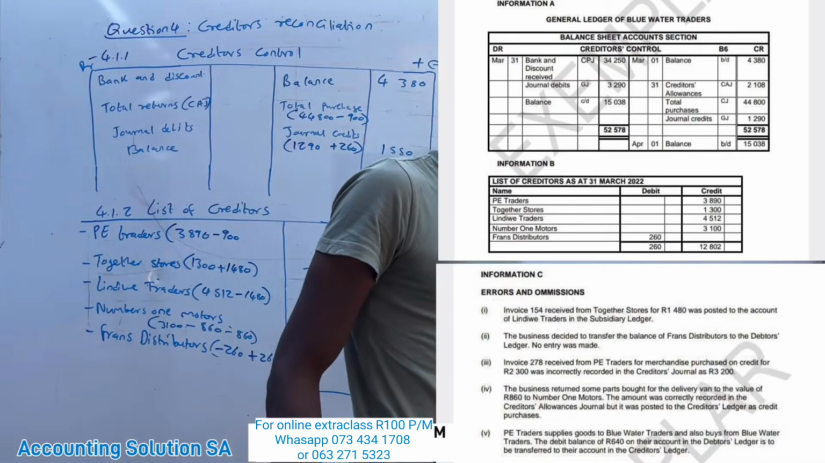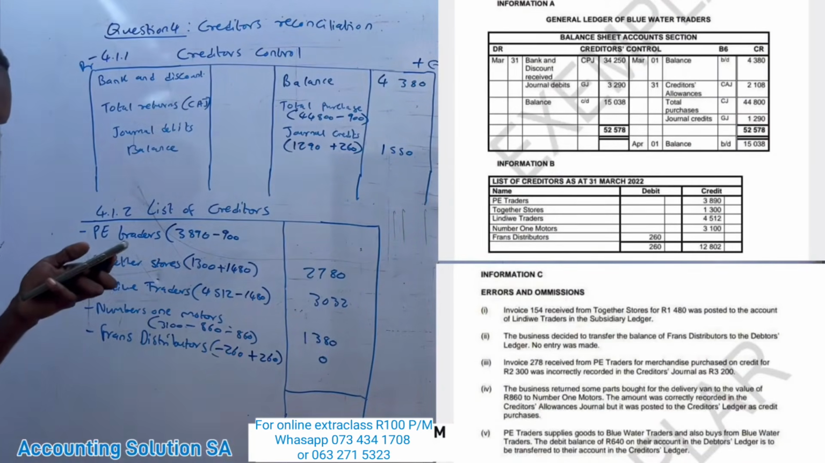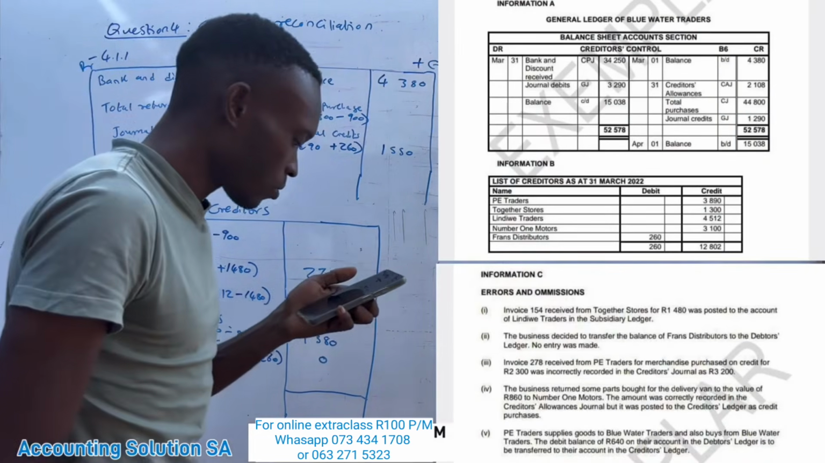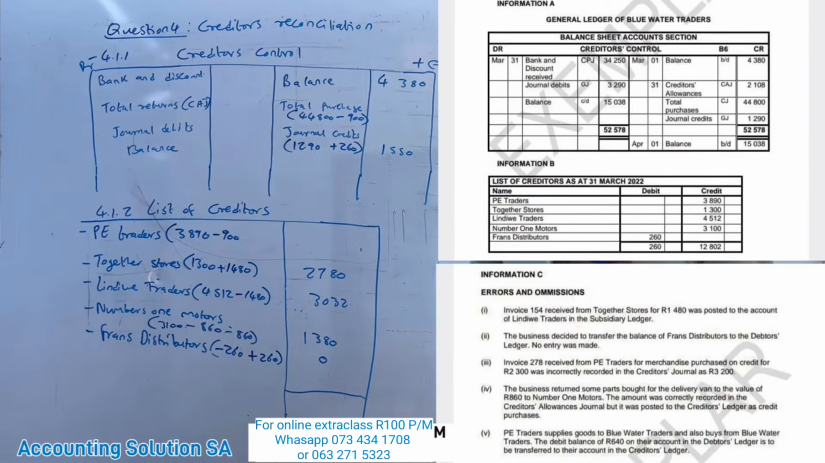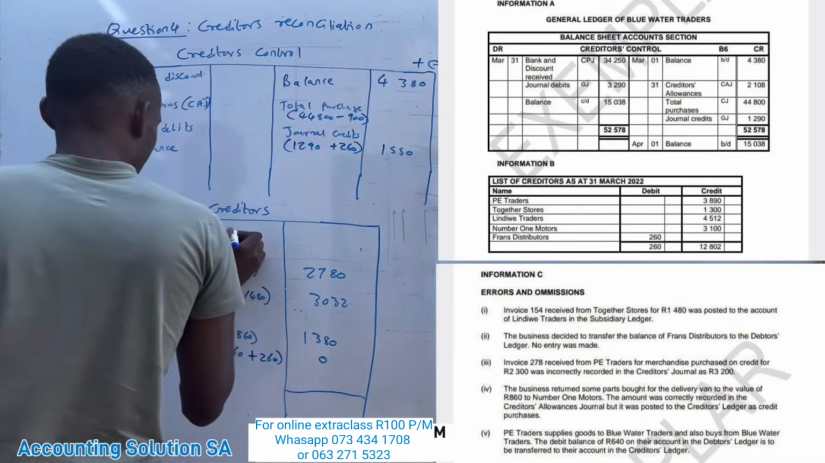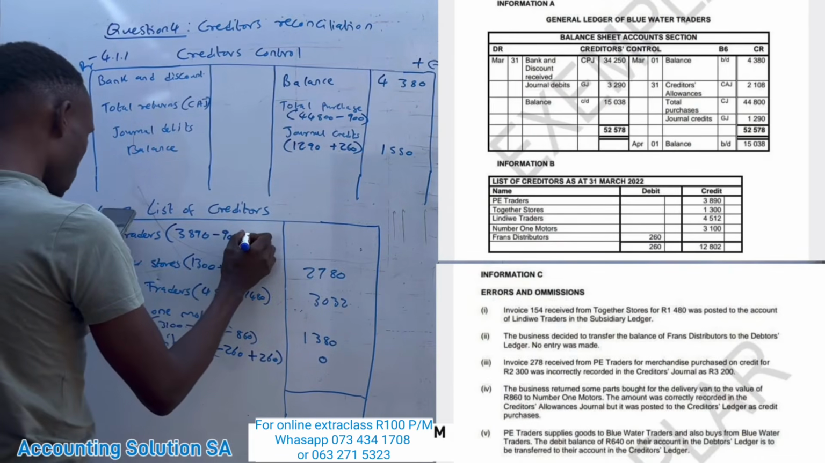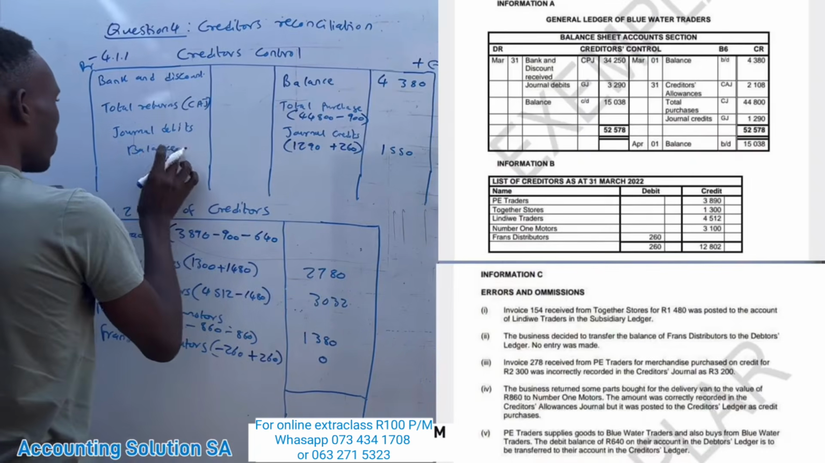And what else? I think we're left with, okay, let's read the last transaction. PE Traders supplies goods to Blue Water Traders and also buys from Blue Water Traders, and the debit of 640 in their account in the debtors ledger is to be transferred to their account in the creditors ledger. So we have an amount of 640. This amount of 640, they say that we have to deduct it under the creditors ledger and transfer it to the other side, which means that it's minus 640.